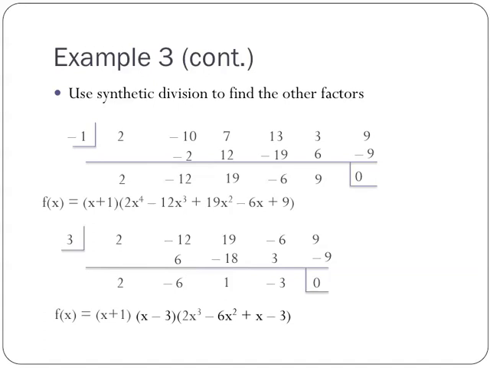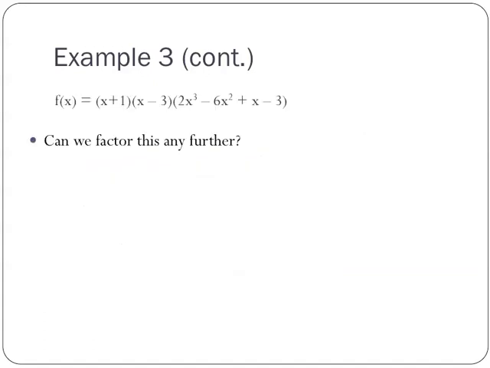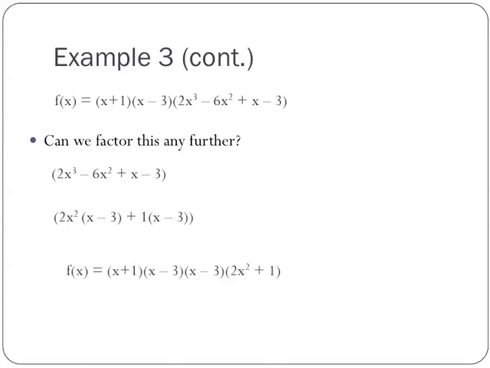Now the question is, can we factor this any further? So take that 2x cubed minus 6x squared plus x minus 3. Are there any other ways that we can factor this? In fact, factoring by grouping is one way we can go about factoring this further. So we can factor out a 2x squared from the first two terms and factor out a 1 from the last two terms. That leaves us with an x minus 3 and a 2x squared plus 1. So completely factored as much as we could, this is x plus 1, x minus 3, and 2x squared plus 1.